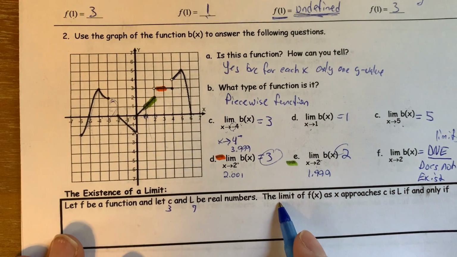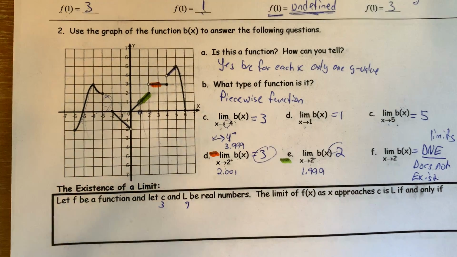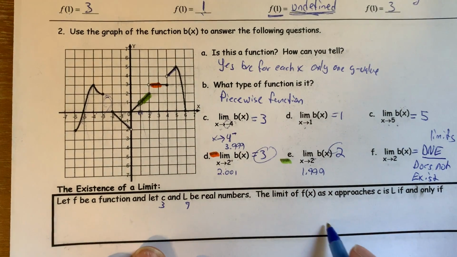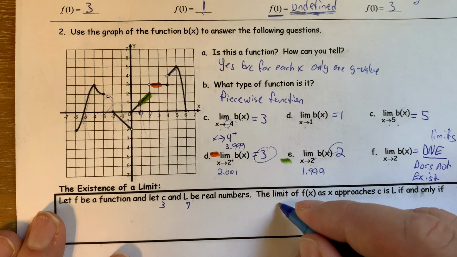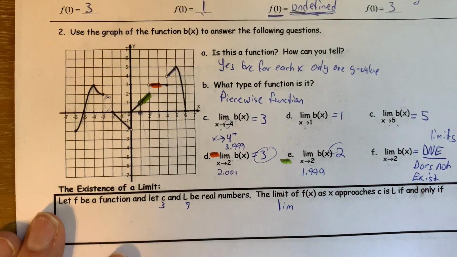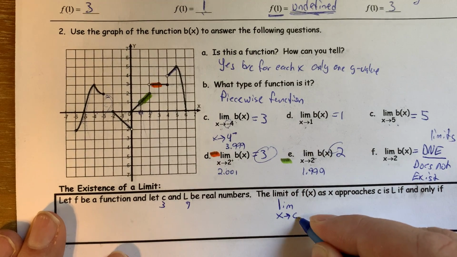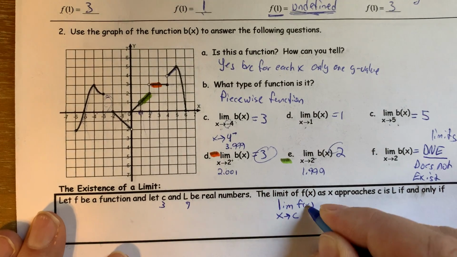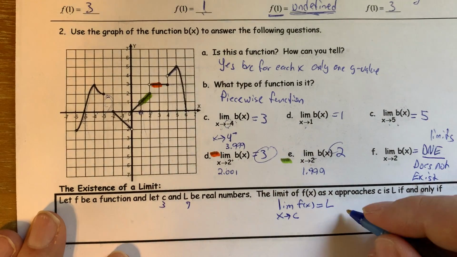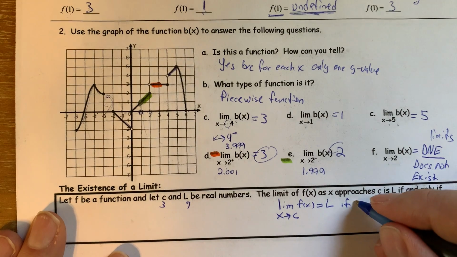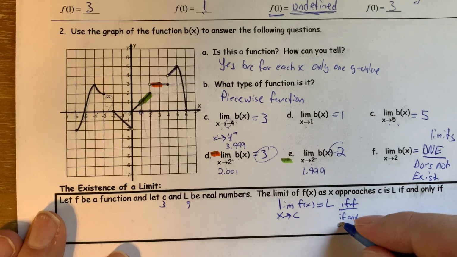Okay, the limit of f of x as x approaches c is L if and only if... So what do we need for the overall limit to be this? And let's write this in our limit notation. The limit as x approaches c of f of x is equal to L if and only if, there's a math symbol, IFF means if and only if. You may or may not have seen it before.